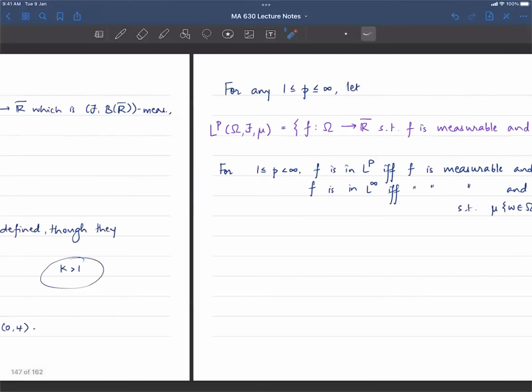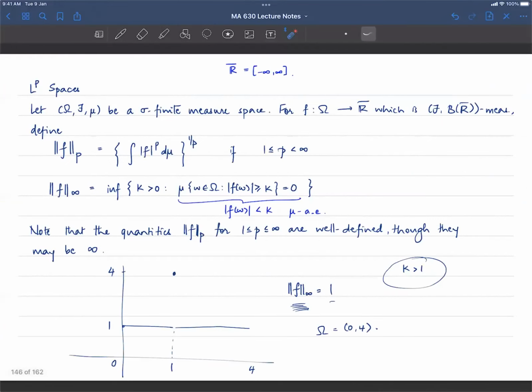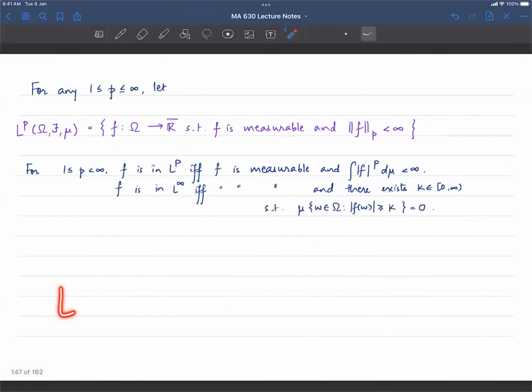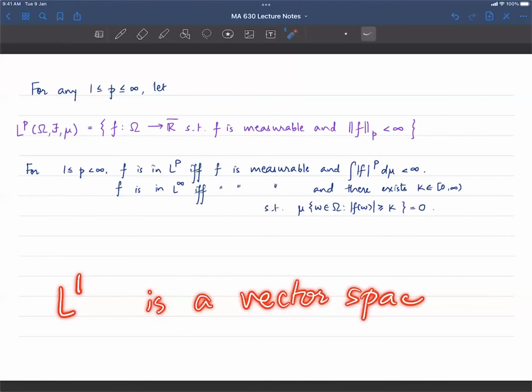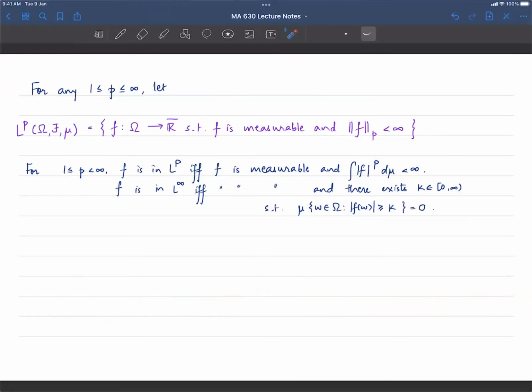Actually, we have already seen this sort of thing before. If you remember, we said that L1 is a vector space. We said this a couple of weeks back. Basically, we said that if I take 2 functions which are integrable and add them, the result will be integrable. If I have a function which is integrable and multiply by a scalar, the result will still be integrable.